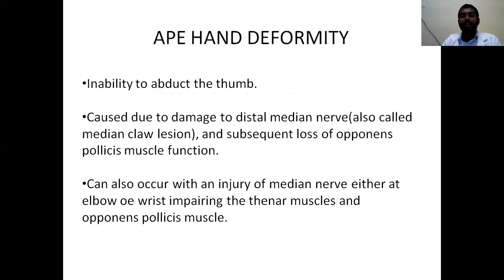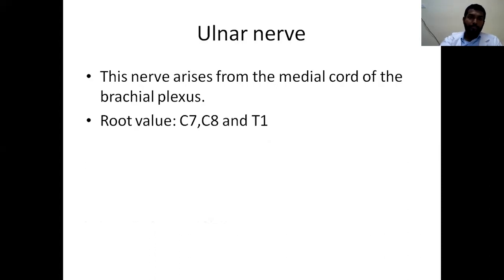What is your ape hand deformity? It is also seen in your median nerve injuries. There is inability to abduct the thumb. It is caused due to damage to the distal median nerve, also called median claw hand. And there is subsequent loss of opponens pollicis muscle function. This muscle is required for your opposition of the thumb to all the other fingers. It can also occur with an injury of the median nerve, either at the elbow or wrist, impairing the thenar muscles and again the opponens pollicis muscle.